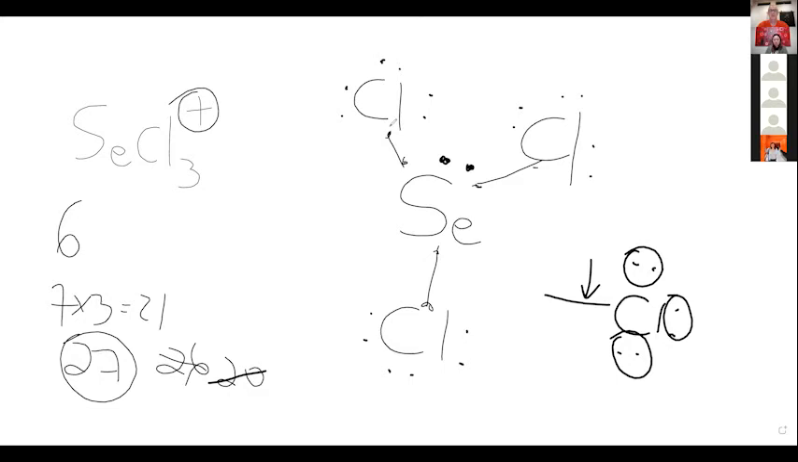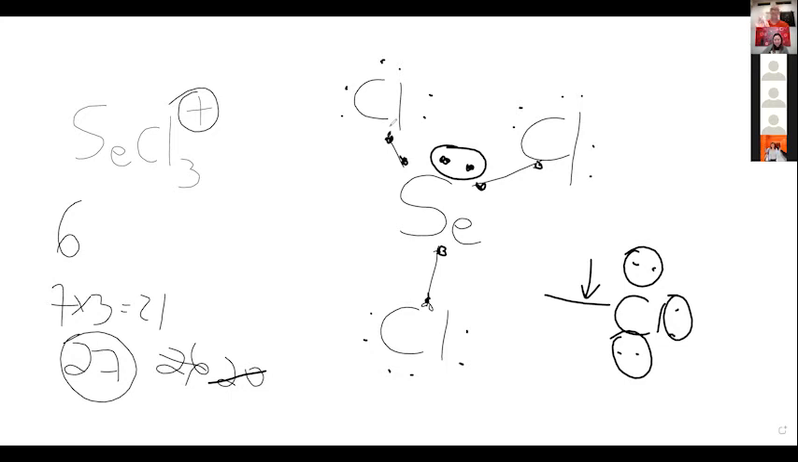And what about the selenium? Does it have a full octet? It has the 2 electrons and then the 3 that it shares with chlorine. Yes, it does: 1, 2, 3, 4, 5, 6, 7, 8. So selenium has a full octet as well. Now let's check the charges. And this is something that I blame myself for not having taught very well.